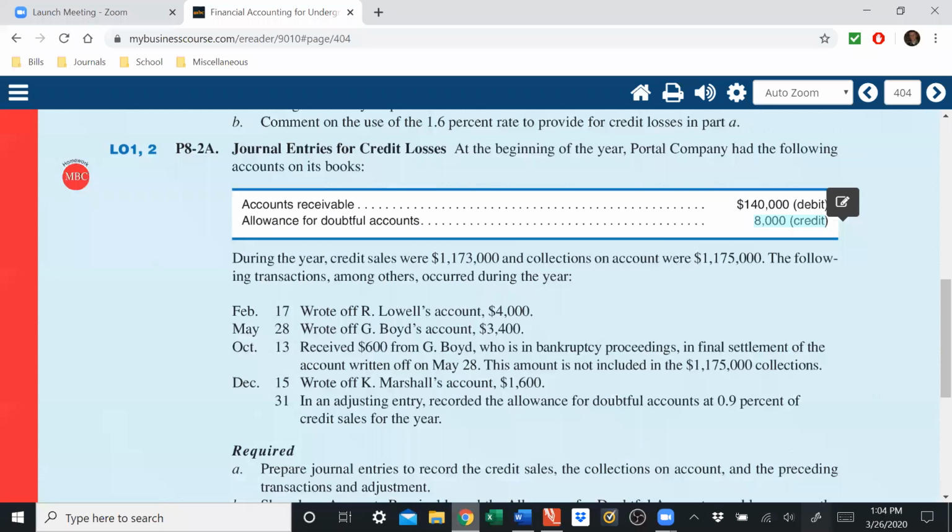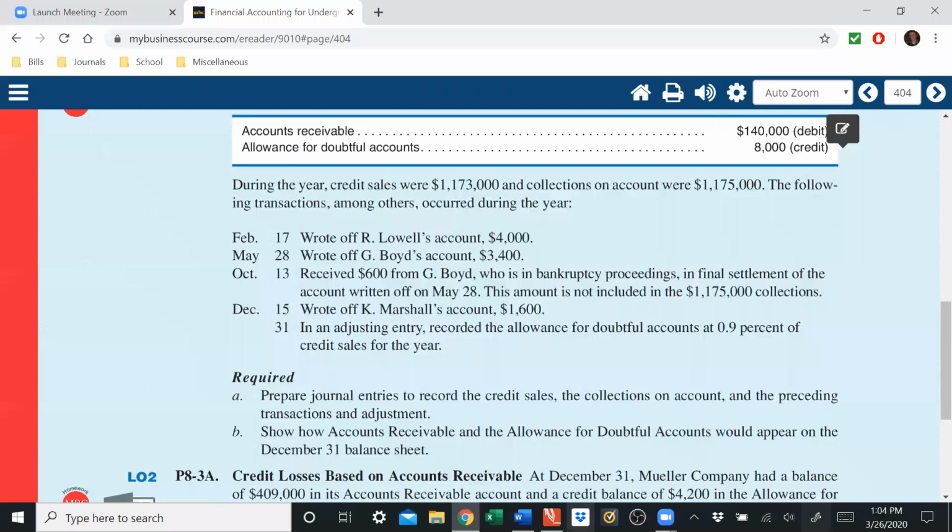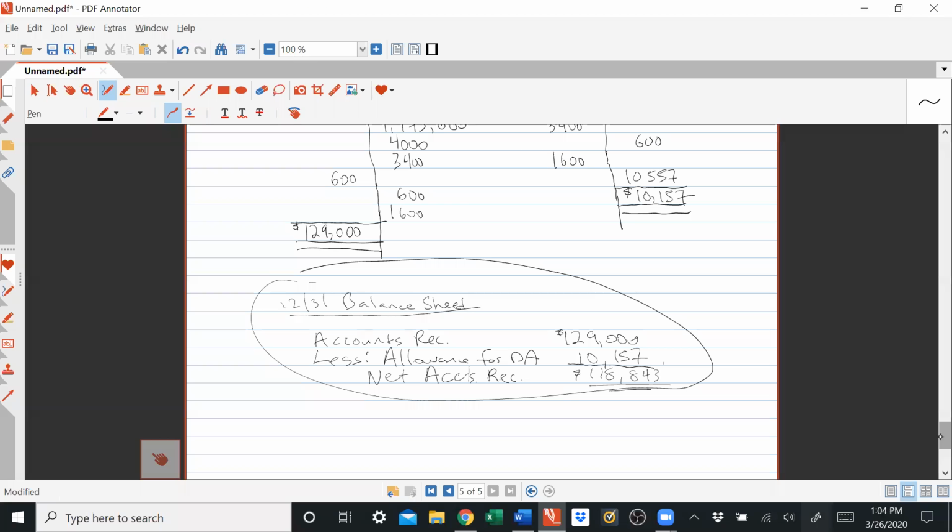So that does part B. This is part B. This is the answer. We had to do the T accounts though to get this number, which is here, and this number, which is here. All right, that's that problem. Any questions on this problem?